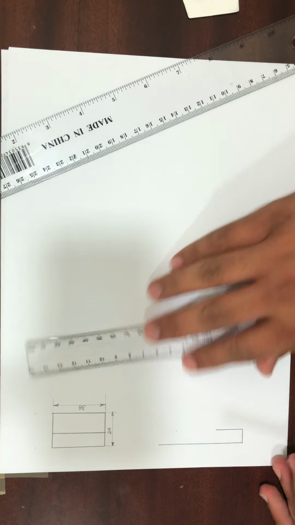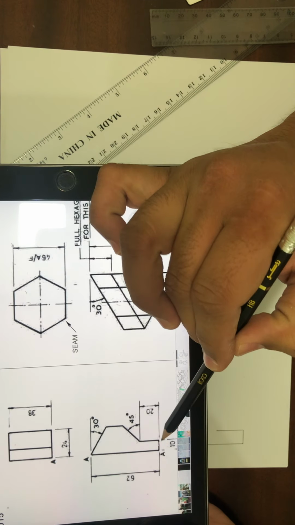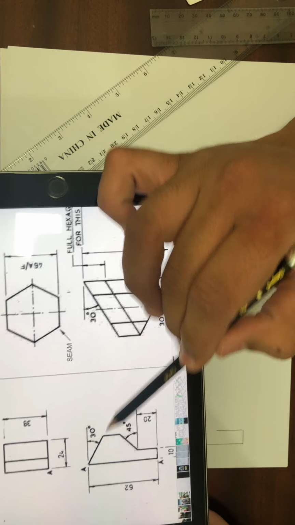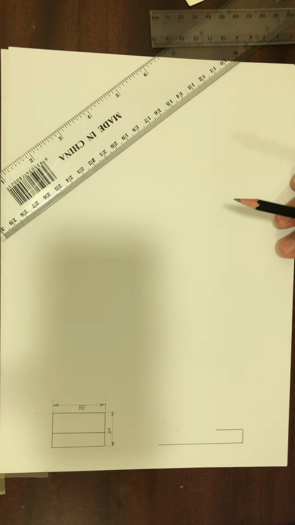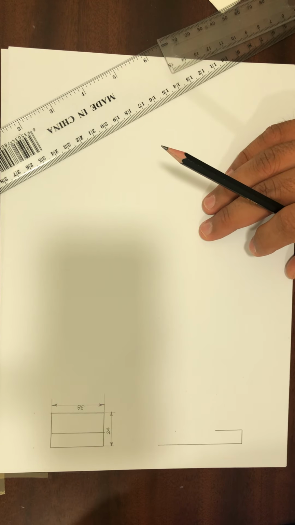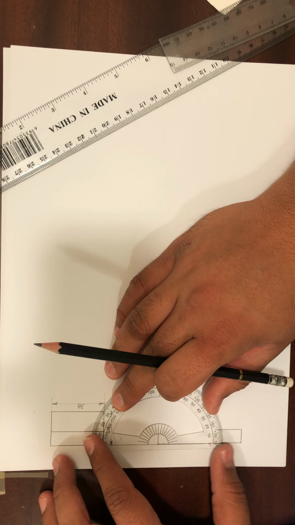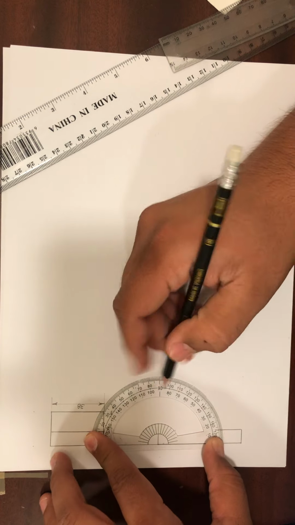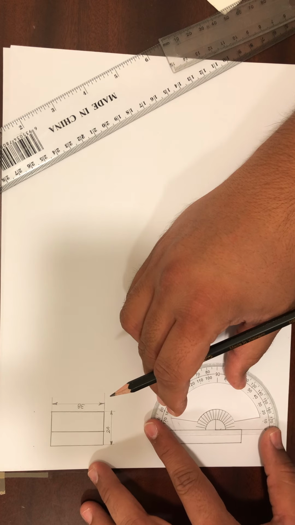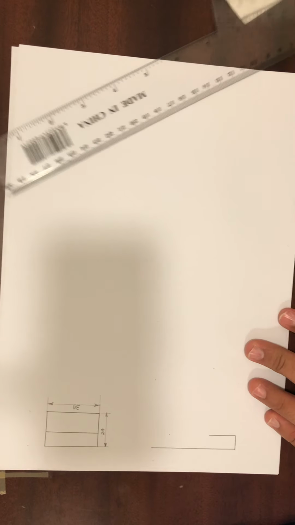Okay, now this part is complete, this part is complete, this part is also completed. Now what we have to do, from here we have to draw a line at 30 degrees. So for that we need to draw two horizontal lines. Okay, two horizontal lines from here. One horizontal line from here and also one horizontal line from here. So these two lines are construction lines.